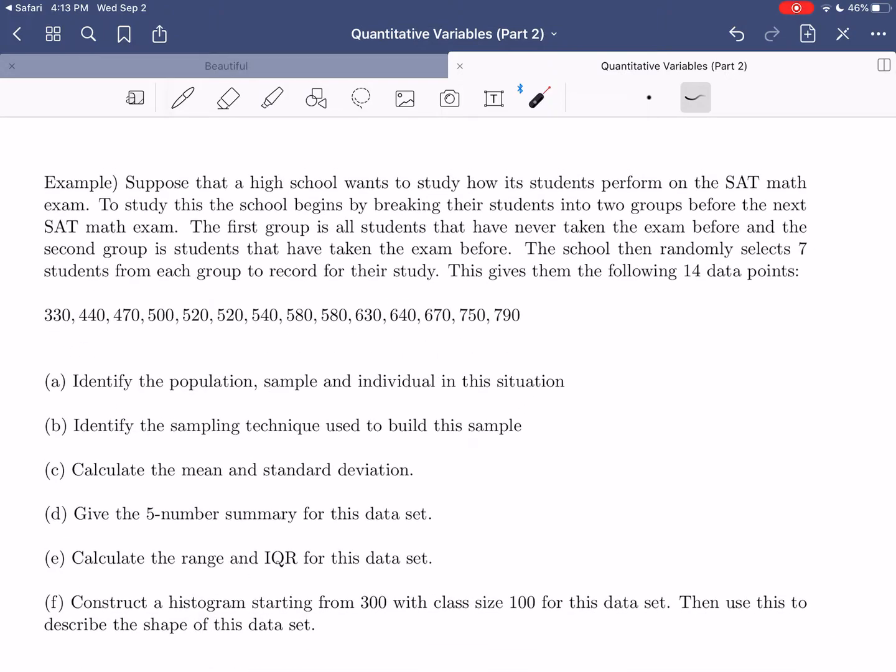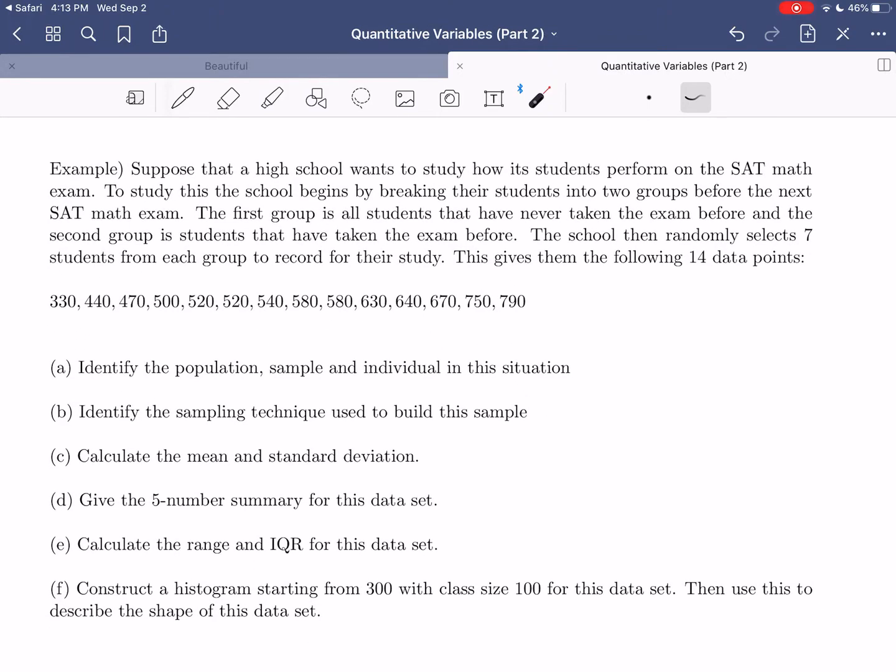All right. So for our last example here, let's suppose that there's a high school that wants to study how its students perform on the SAT math exam. To study this, the school begins by breaking their students into two groups before the next SAT math exam.